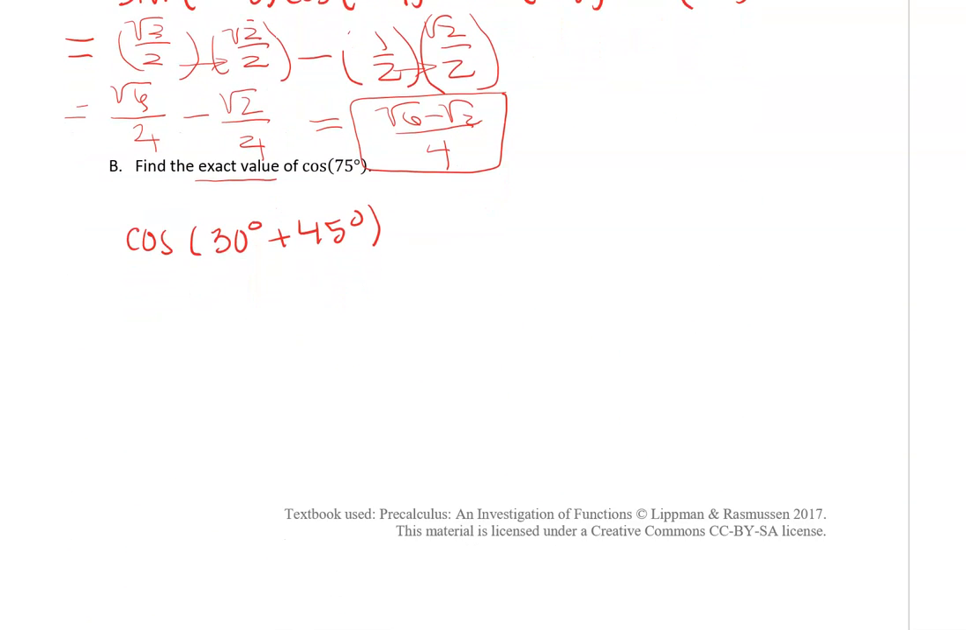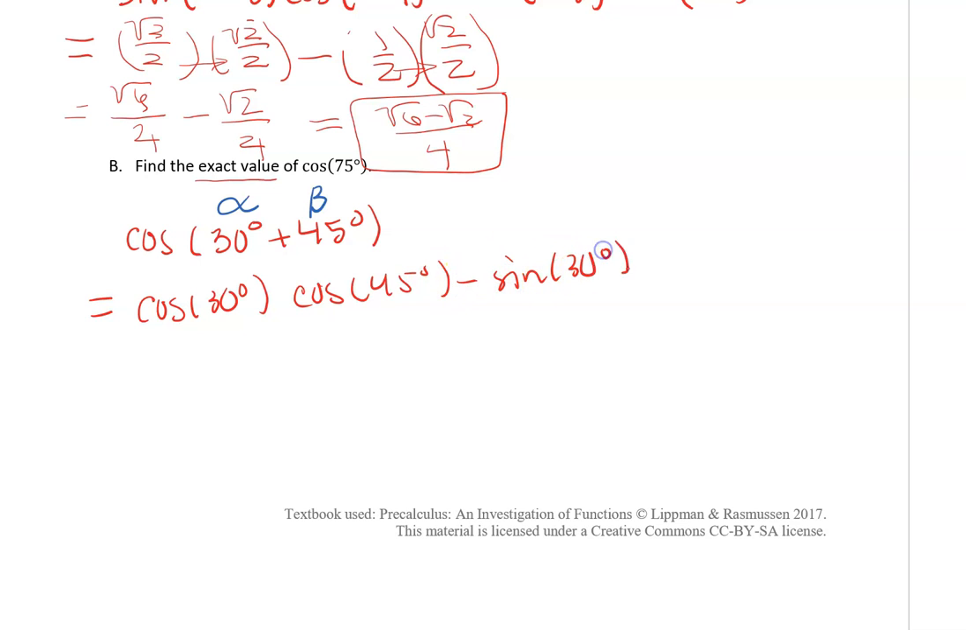So let's come down here and mark that. This is going to be my alpha, this is going to be my beta. So this would be equal to, using that formula from above, cosine of 30 degrees times cosine of 45 degrees minus sine of 30 degrees times sine of 45 degrees.